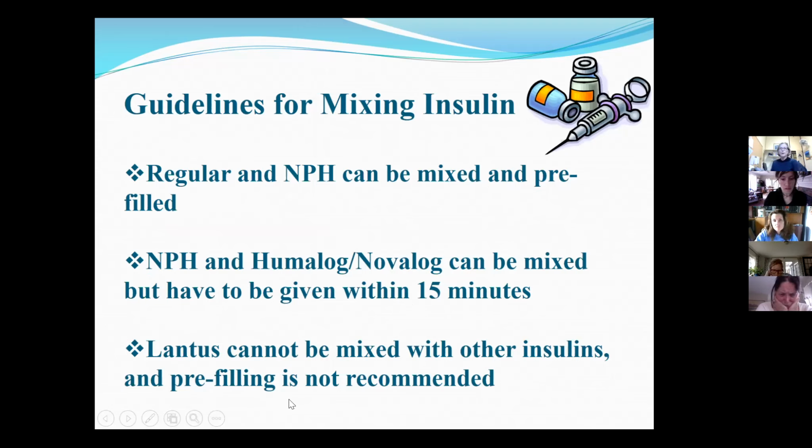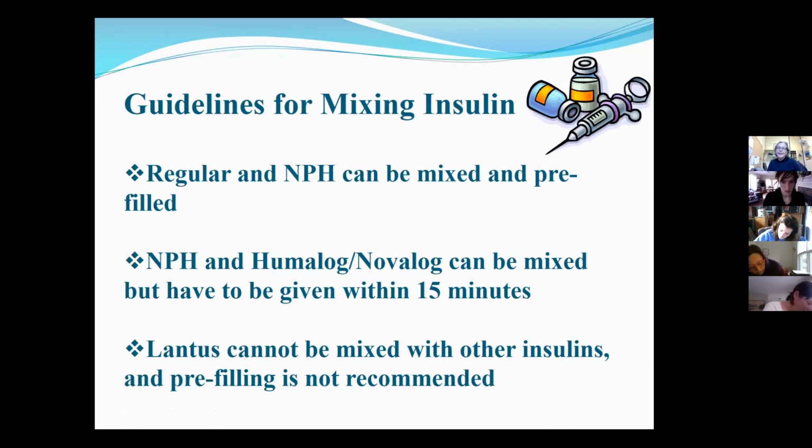And the last point of our day today is that Lantus cannot be mixed with other insulins, and pre-filling is not recommended. I had a question because when we mix it, is it clear before cloudy? Yes, it is. It's clear before cloudy. That's the rule for mixing. And the reason for that is the clear, which is our short or rapid acting insulin.